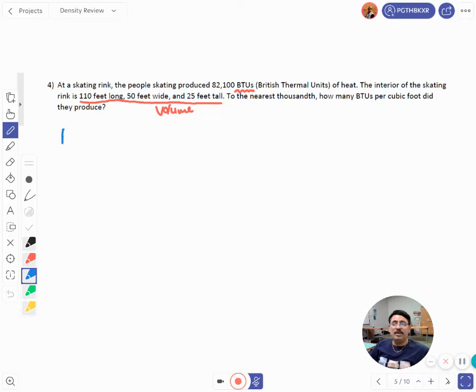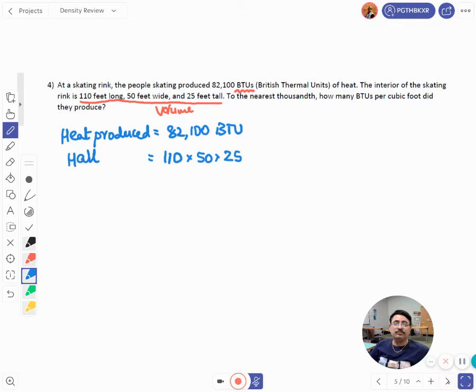So first of all, heat produced equals 82,100 BTU, which is British thermal units. And next, the dimensions of the hall are given. The hall dimensions are 110 feet long, 50 feet wide, and 25 feet tall.